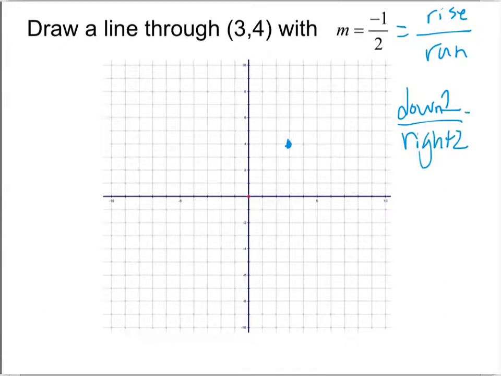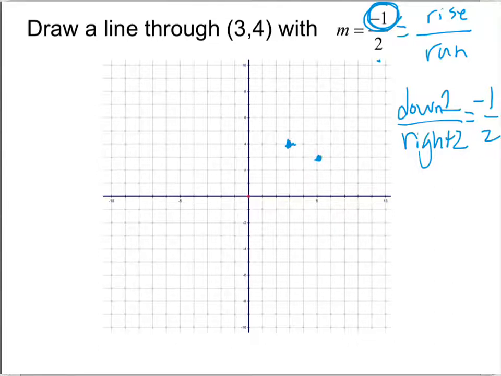The fact that it's negative 1 means that it's down. Remember, the numerator here is the change vertically, and the denominator is the change horizontally. So if the numerator is negative, it means to go down, and the positive 2 in the denominator means you have to go right 2. So from this point 3, 4, we go down 1 right here, and then right 2. So this is another point on the line.